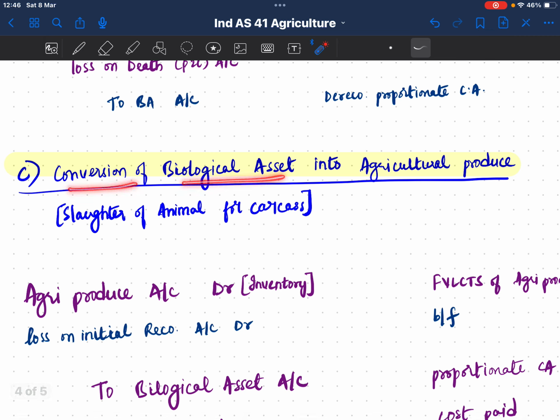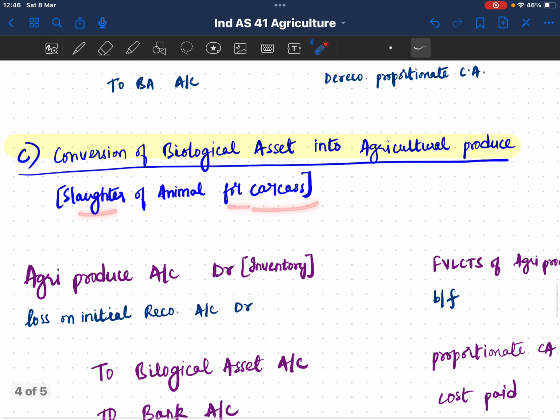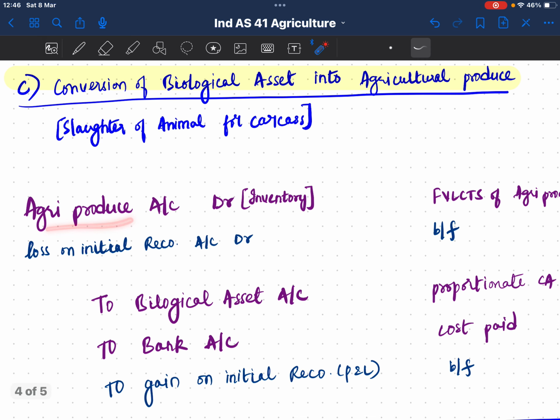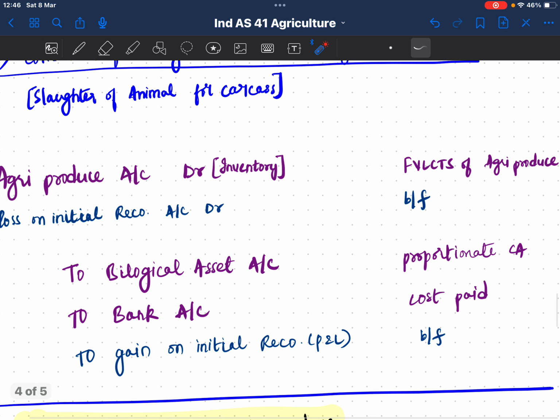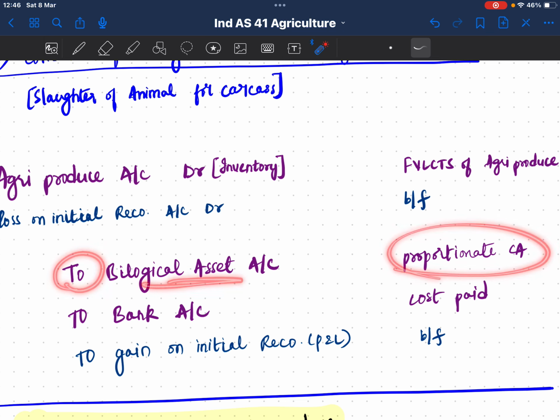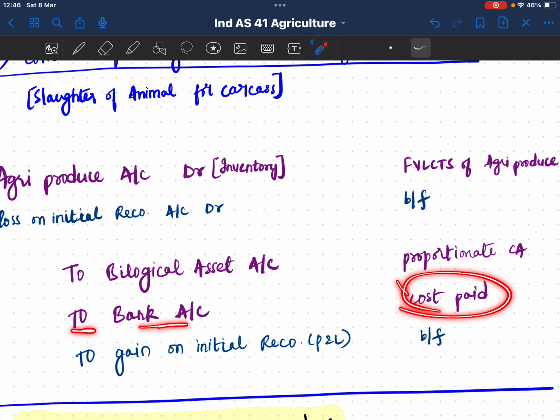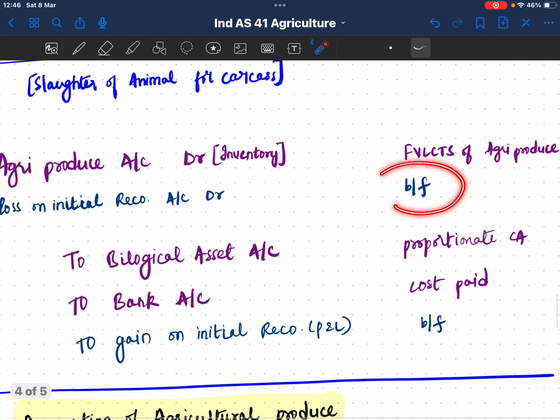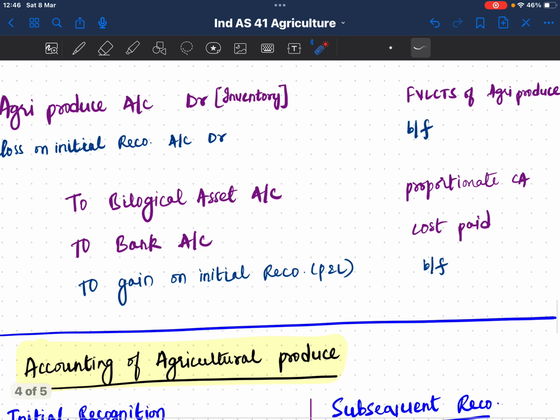Conversion of biological asset into agricultural produce: slaughter of animal for carcass. Agricultural produce account debit, which is similar to inventory, recognized at fair value less cost to sell of agricultural produce. To biological asset, the proportionate carrying amount to be derecognized. To bank account, the cost that is paid for this carcass, for the slaughter. The difference, the balancing figure, is either loss or gain, recognized in P&L.